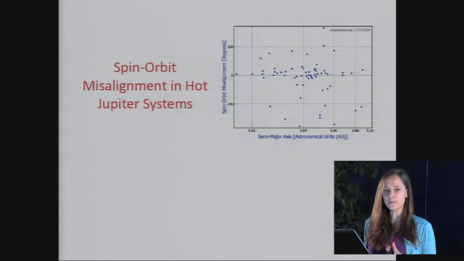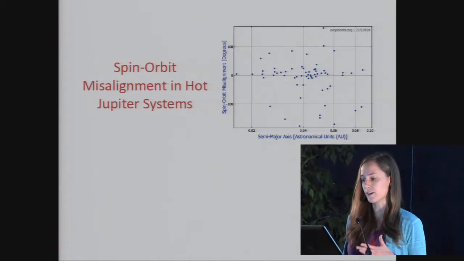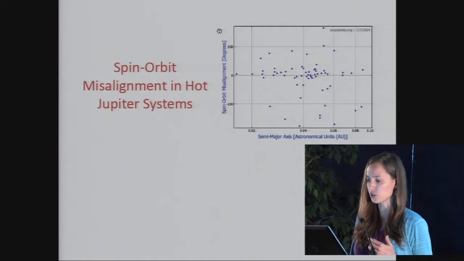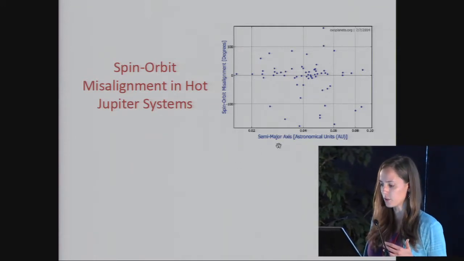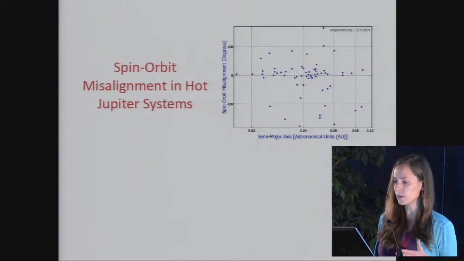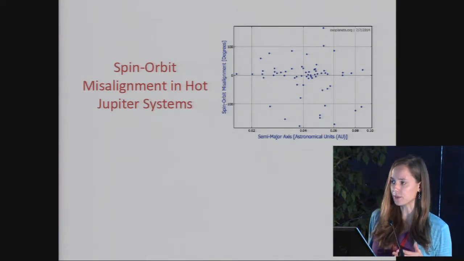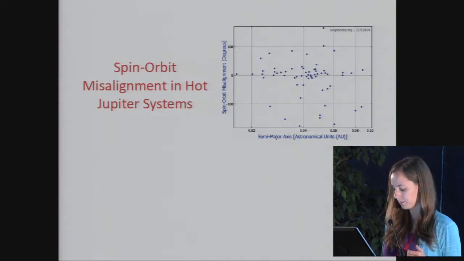So we've heard quite a bit about this already, so I won't dwell on it, but just to remind everyone, there are a lot of hot Jupiters with significant stellar spin orbit misalignment angles, which are shown here, the projected spin orbit angle versus the semi-major axis. And so you can see that there are quite a few planets with very high obliquities and some that are even retrograde. And so we want to understand the dynamics behind producing these misalignments.